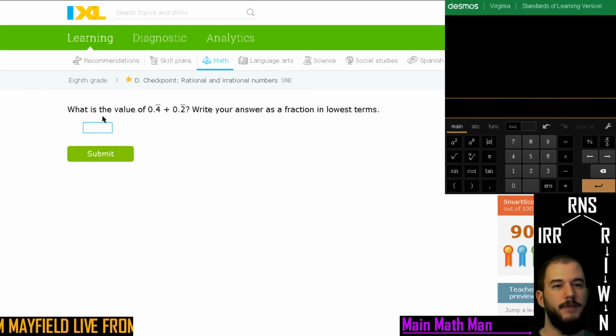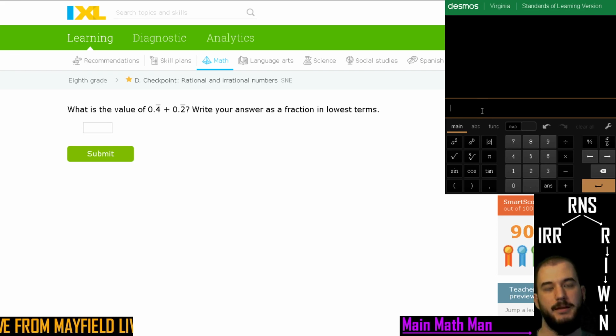All right, so let's try to read through. What is the value of 0.4 repeating plus 0.2 repeating? And it says write your fraction in the lowest terms. So let's see, my guess ahead of time is it's going to be 2 over 3. So let's see if we can prove that.